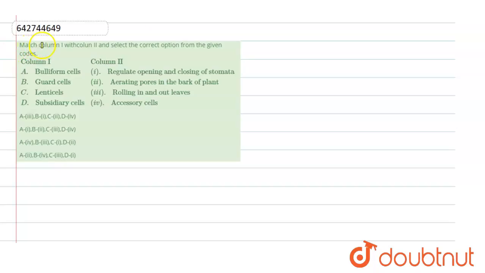Hello students, let's start with the question. The question states column 1 and column 2, we have to select the correct option from the given codes. Column 1 says bulliform cells, guard cells, lenticels, subsidiary cells, and column 2 says regulate opening and closing of stomata, aerating pores in the bark of the plant, rolling in and out of leaves, and accessory cells. So we have 4 shuffled options over here.